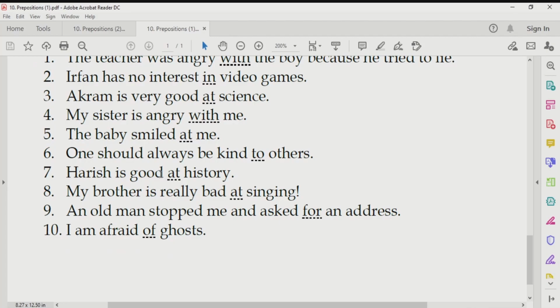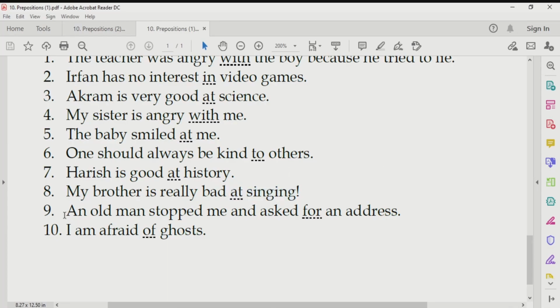Next one. Harish is good at history. Same like the third one, Akram is very good at science. Harish is good at history. Next one, my brother is really bad at singing. Same like the third one and the seventh one. Being good or not being good at something. So, my brother is really bad at singing.